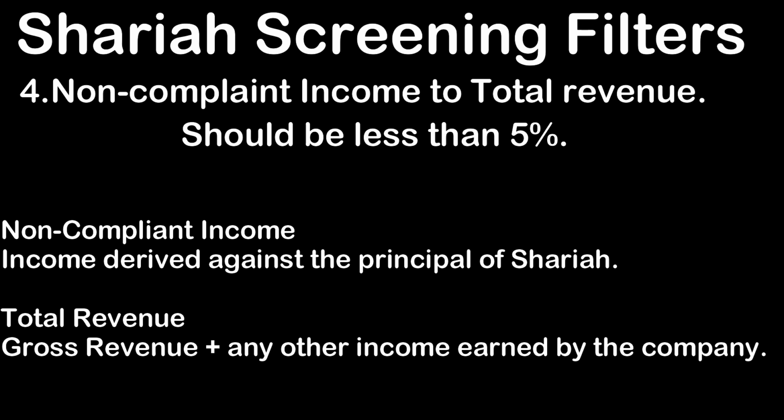Non-compliant income includes income from gambling, income from interest-based transactions, income from bearer-based transactions, that is, derivatives, insurance claim reimbursement from a conventional insurance company, any penalty charged on late payment in credit sale, income from casinos, addictive drugs, alcohol, dividend income from above-mentioned businesses or companies which have been declared Sharia non-compliant due to non-compliance to any of the mentioned criteria for Sharia compliance, etc. Total revenue includes gross revenue, plus any other income earned by the company.